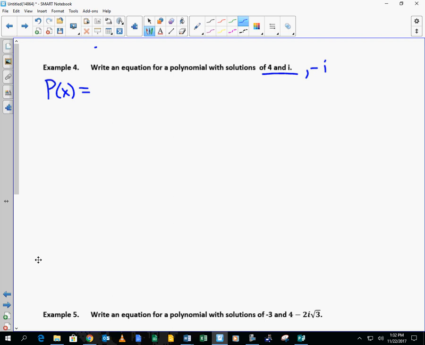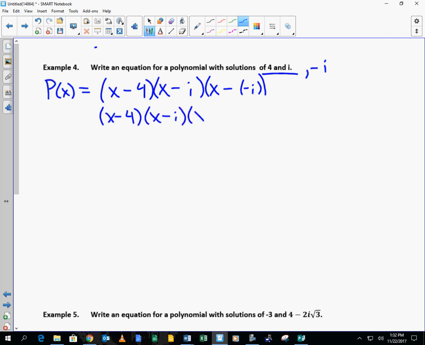Well, the fundamental theorem of algebra told us that this can be written in factored form. Every single polynomial can be written in factored form. I just do x minus the solution, x minus the solution, x minus the solution. We want to multiply this together and get our polynomial. So I have x minus 4 times x minus i times x plus i. What would you like to focus on multiplying first?